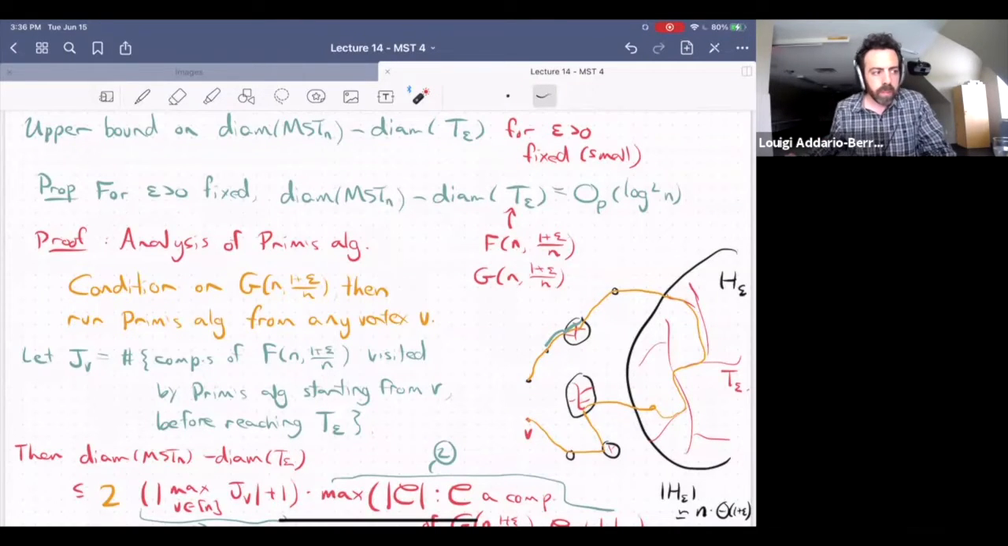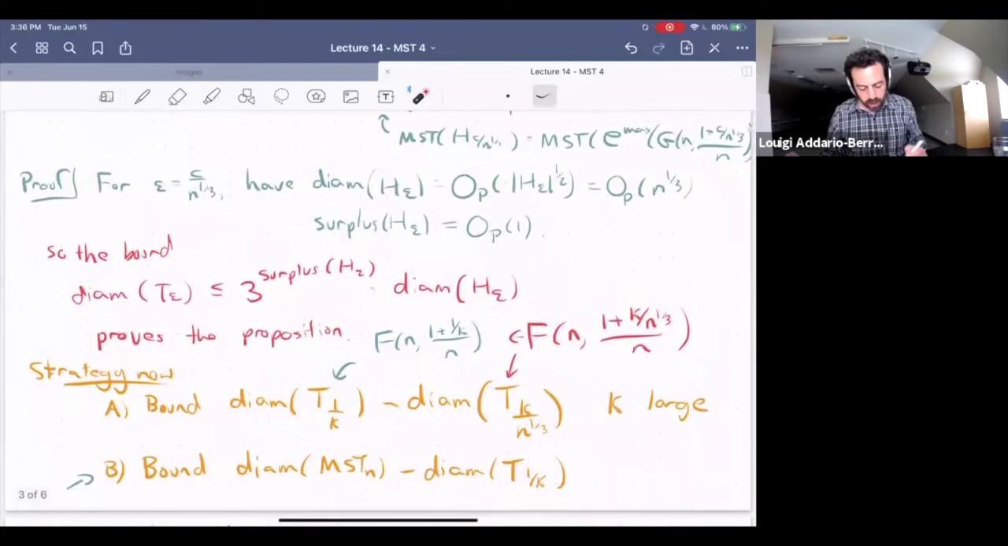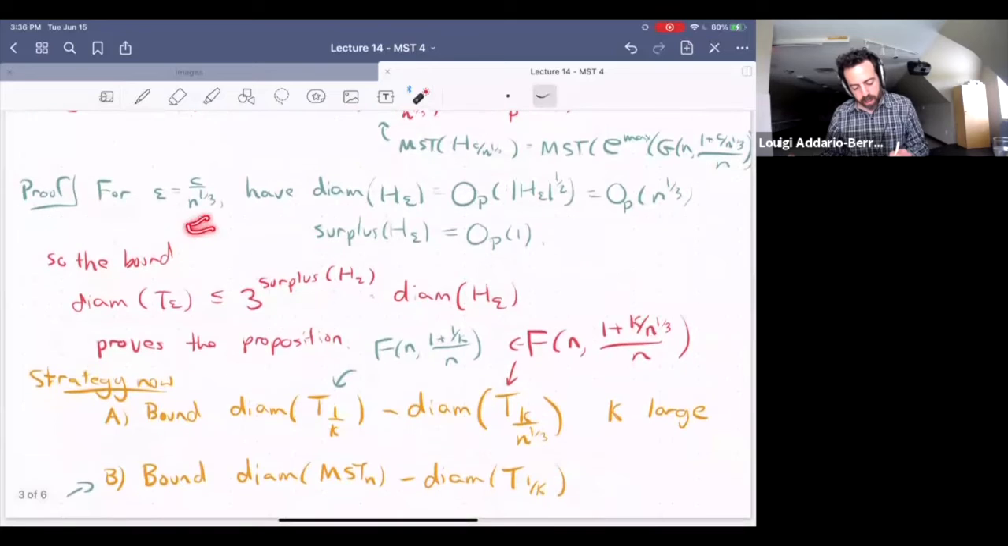Okay. So that's the first of two steps. Well, the second of three, if you like. The first one was to say that at time constant over n to the third, the diameter was still order n to the third. Now we've said that once the time is some small positive constant, the diameter doesn't change very much. And now we need to go between those two steps. And that's what the rest of the lecture will be about.